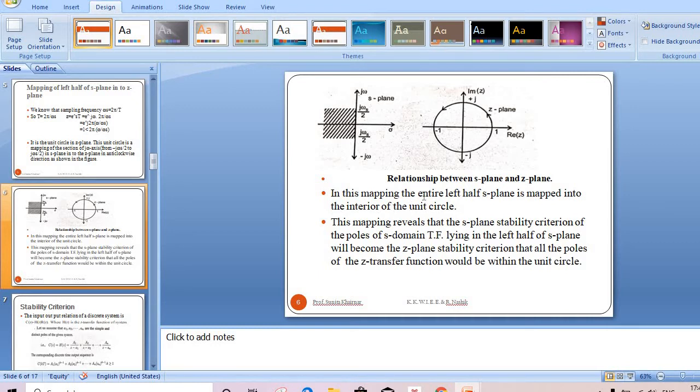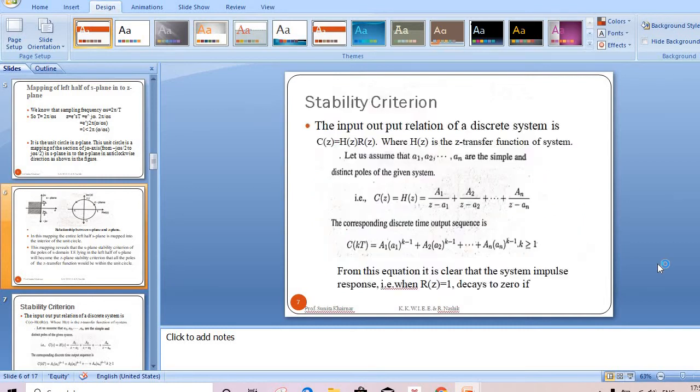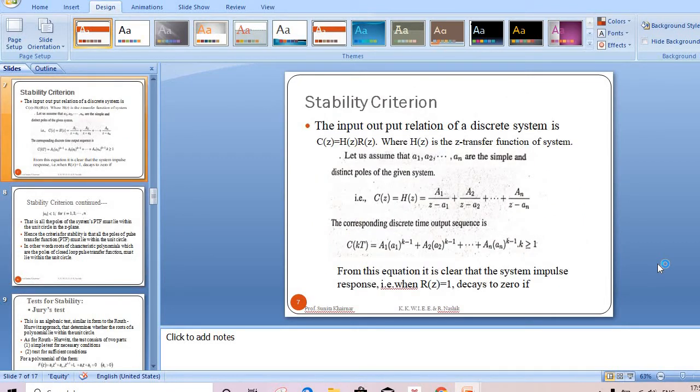In this mapping, the entire left half S plane is mapped into the interior of the unit circle. This mapping reveals that the S plane stability criteria, that the poles of S domain transfer function lie in the left half of S plane, will become the Z plane stability criteria, that all the poles of the Z transfer function would be within the unit circle. So that is the stability criteria. It should be within the Z circle.